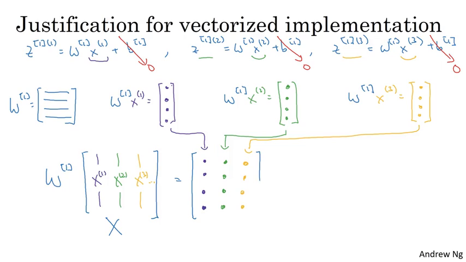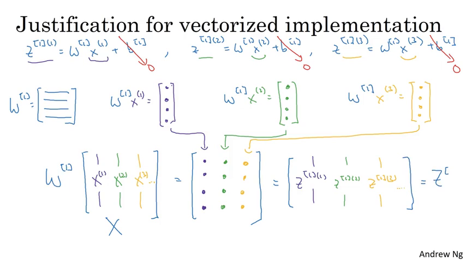Of course, this is just equal to z11 expressed as a column vector, followed by z12 expressed as a column vector, followed by z13 also expressed as a column vector. And this is if you have 3 training examples. If you have more examples, then there'll be more columns. And so this is just our matrix capital Z1.